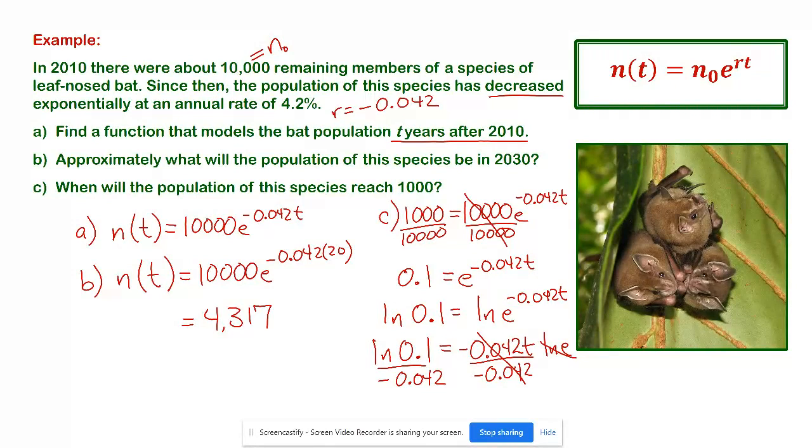So if you put this in the calculator, as I am doing right now, you will get positive 54.82 approximately. So t is going to be about 54.82. So after about 54 years and 10-ish months, that bat population will have gone from 10,000 down to only 1,000.